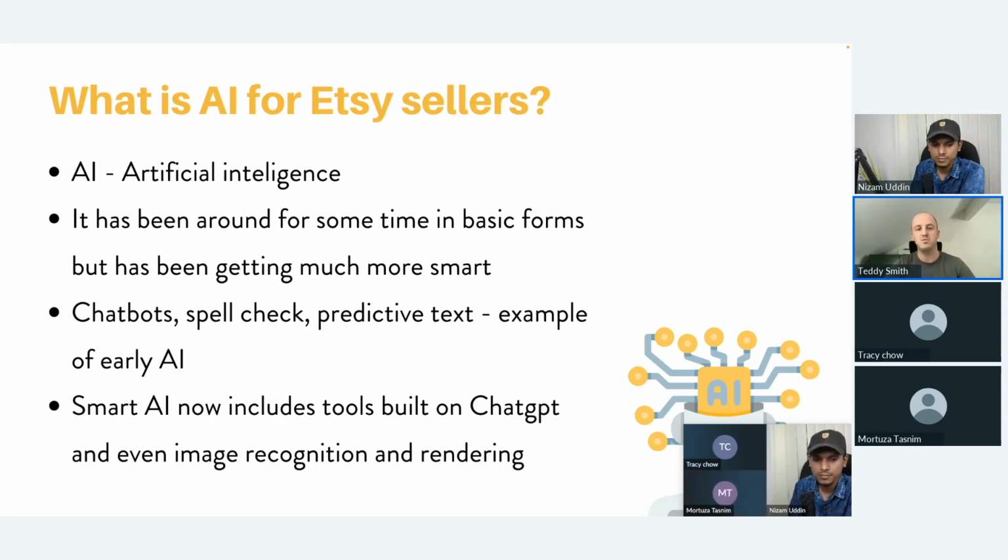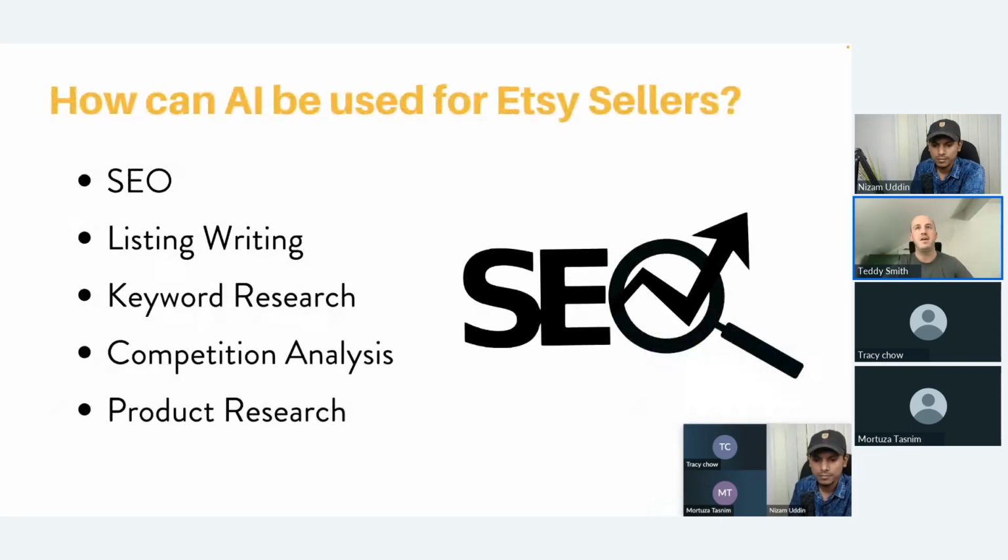So it's now getting much more intelligent, and it's actually something you can use to create pictures and create text for your business. Now, for Etsy sellers particularly, there's 5 main areas where we would use AI in our business. And the main one is SEO.